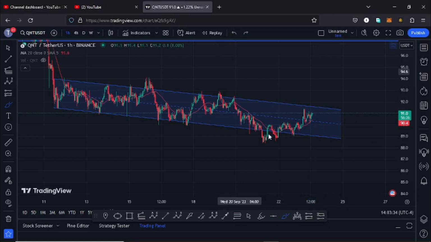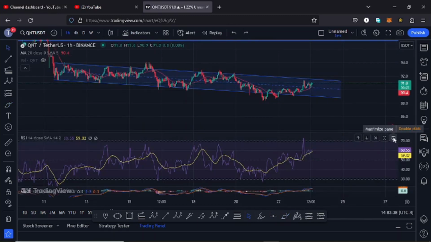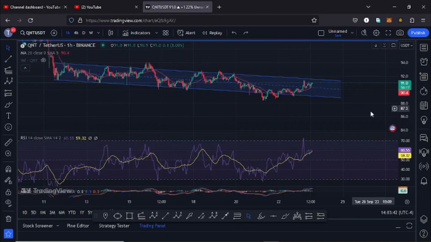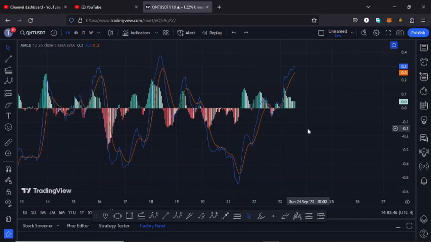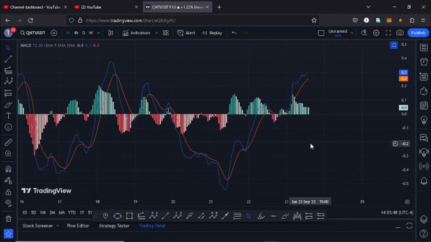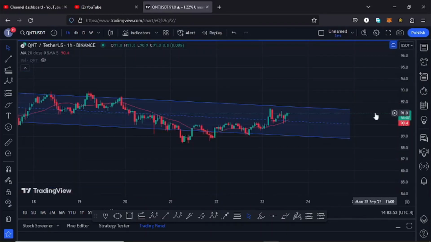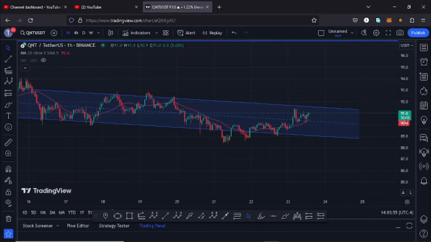Also taking a look at the indicators here on the 1-hour chart, you can see that on the RSI we are holding above the 59 mark, which is fully supporting higher prices. On the MACD, we have been able to print a bullish cross, fully supporting higher prices. So let's be patient and see how that plays out, and I will be keeping you up to date.